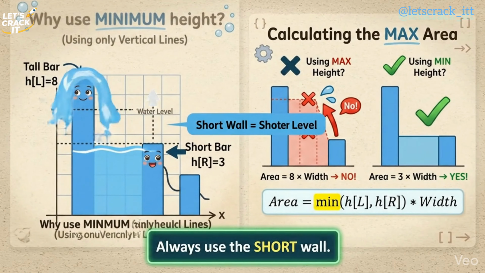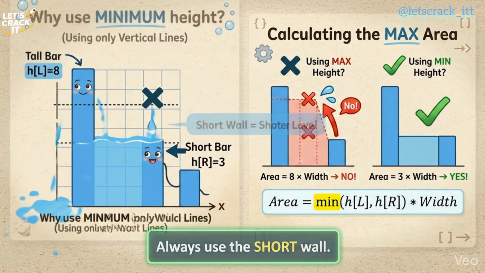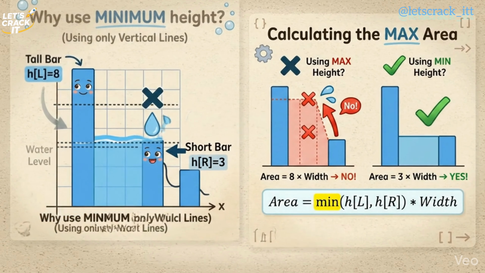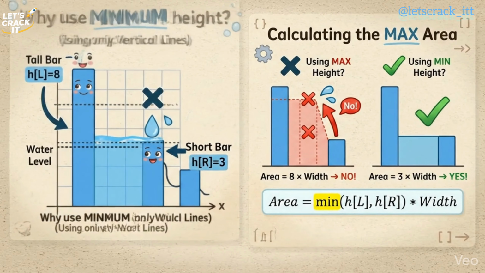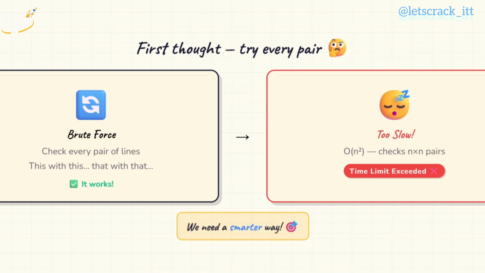So our formula becomes: area = (right - left), which will be our width, into min(height[left], height[right]), means we will take the minimum of the both. Now the problem is simple. Find two lines that give the maximum area and return that area.